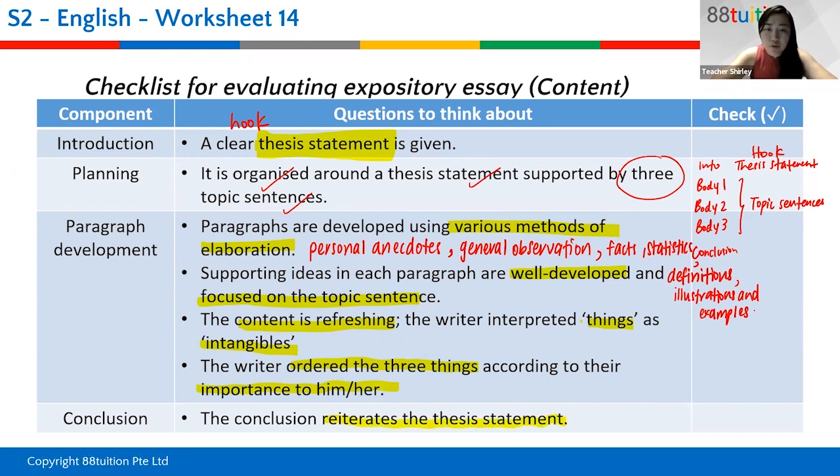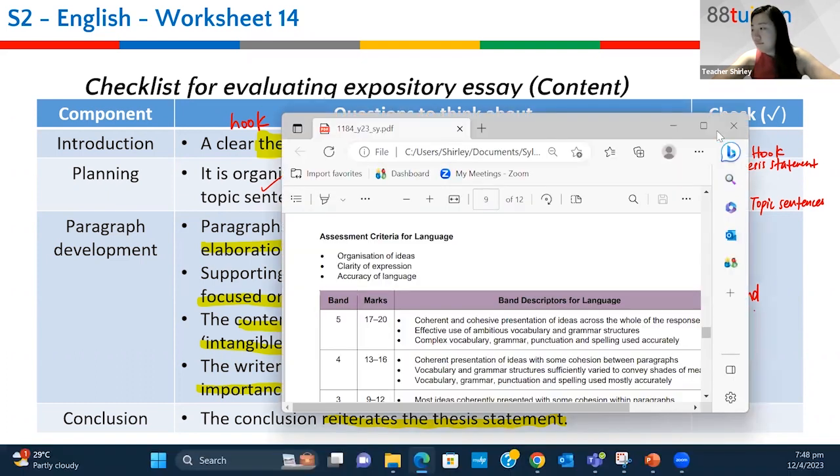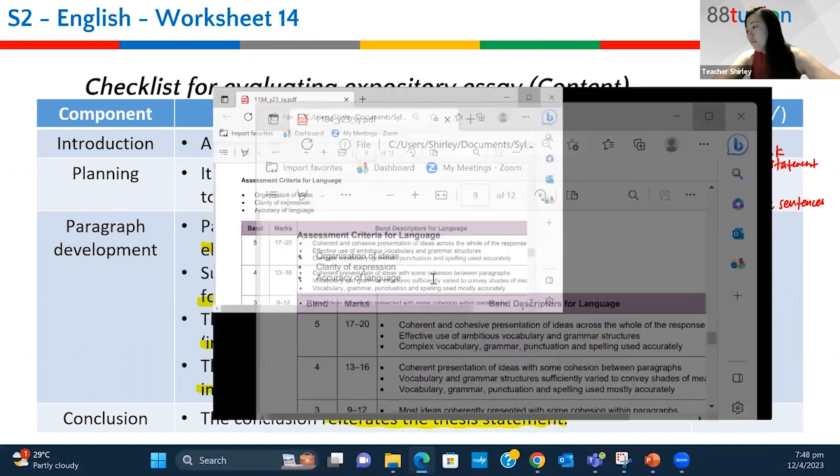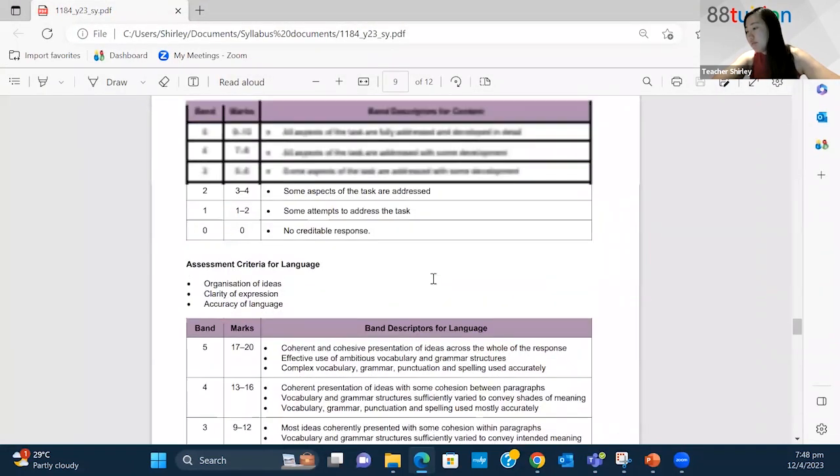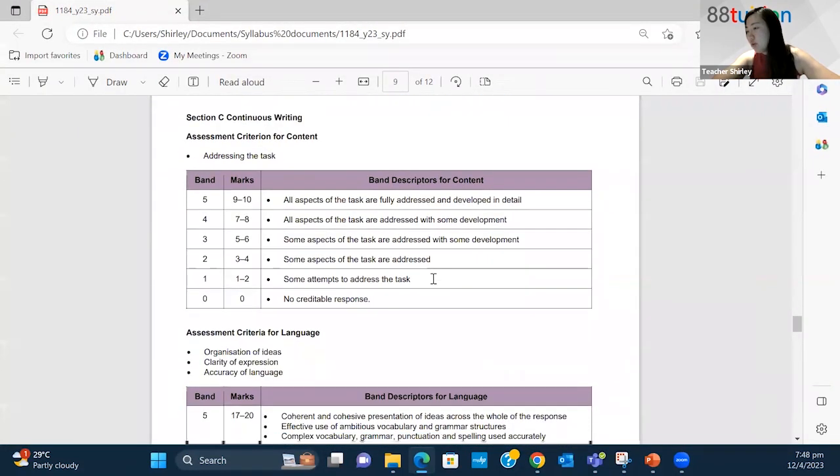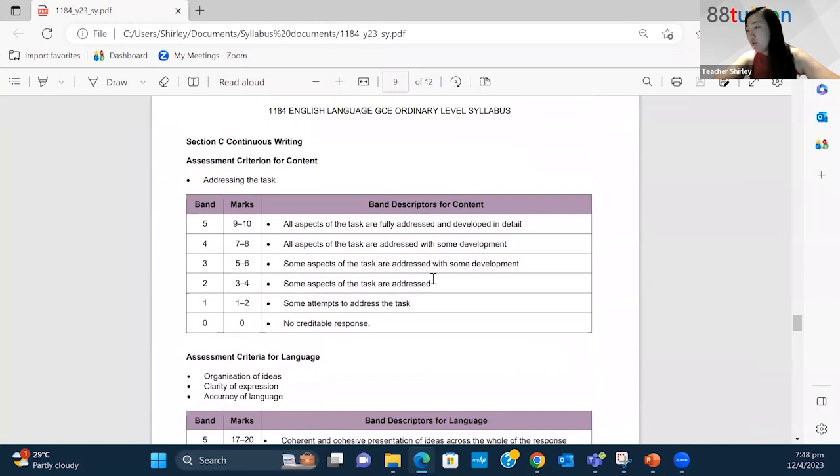Okay, I'm now going to share with you the O-levels marking scheme. What do they look out for when they are marking your writing? Okay, give me some time. Let me just get it out. Wait. Okay. Oops, sorry. I think this one is the new syllabus 2023 this year.